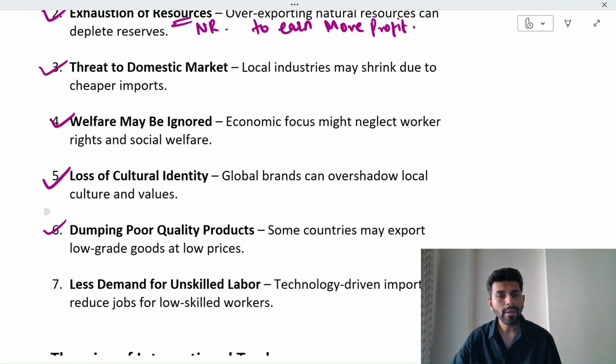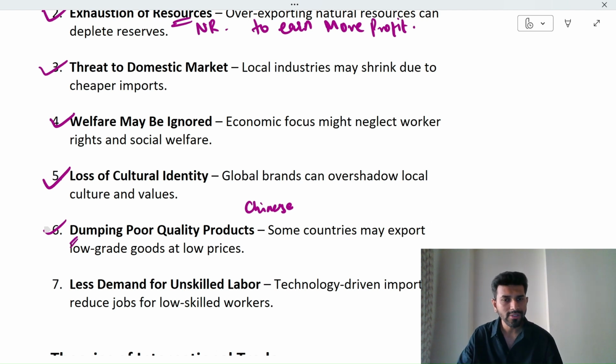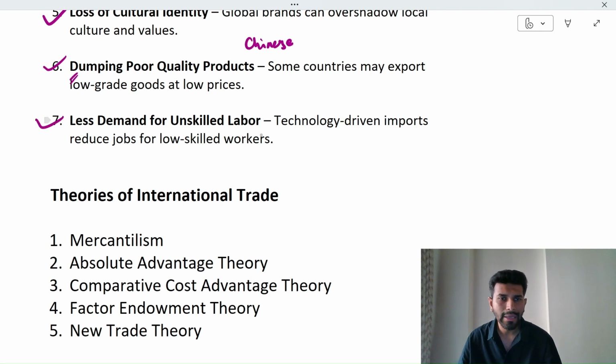Next, dumping of poor quality products. The best example is Chinese mobile phones. During 2005 to 2015, Chinese mobile phones were dumped into the Indian market. Dumping means introduction of new products at a cheaper rate, low quality goods at a low price. Next, demand for unskilled labor. Due to new technologies and machinery, some unskilled or semi-skilled workers may lose their job.